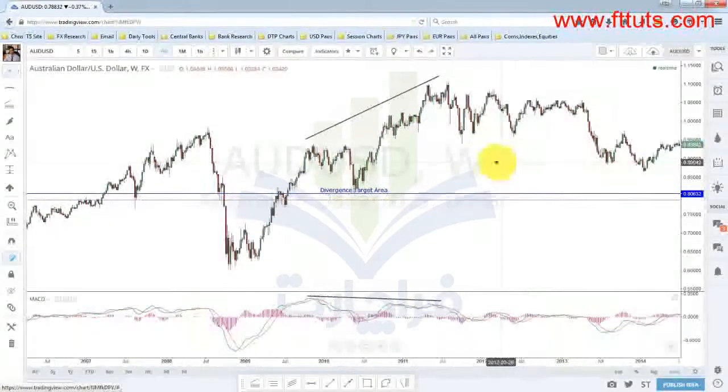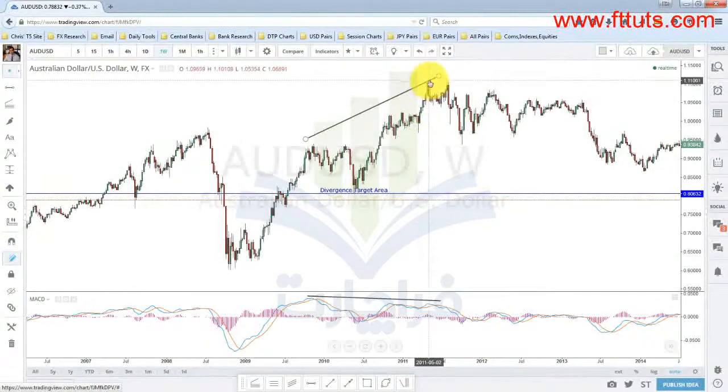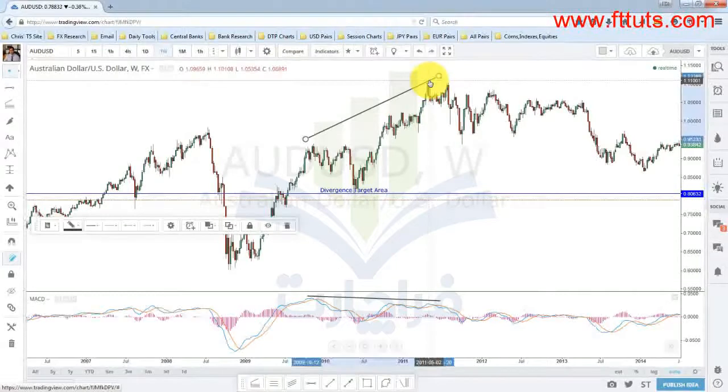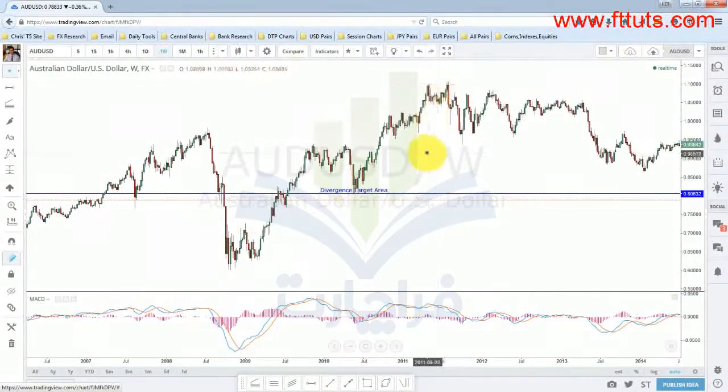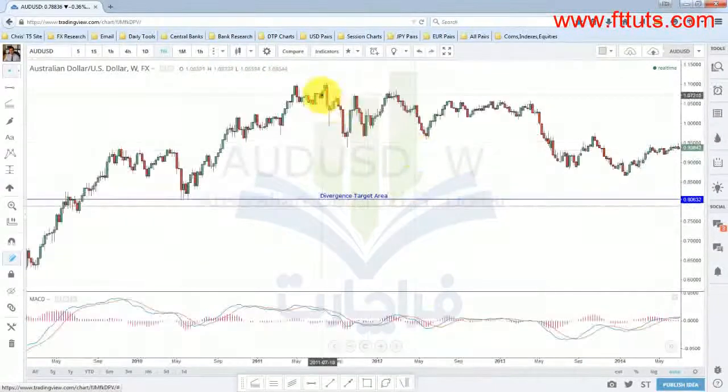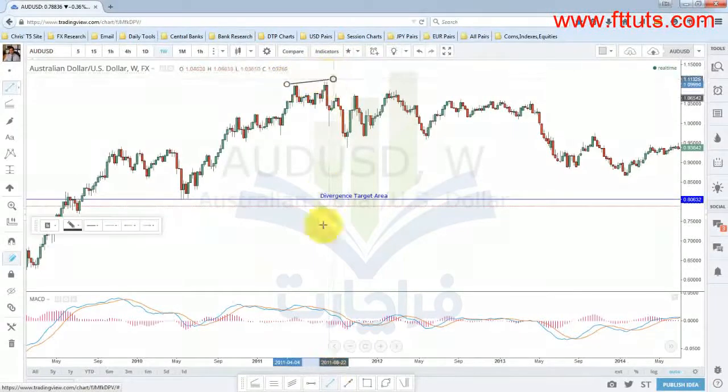Anyway, let's look a little bit closer. So we know we have this divergence. We've marked off that target area. This is on the weekly chart. Now let's look at this swing high right here. Let's drill into this a little bit. See how we have price moving higher here, MACD swinging lower. So now we have another divergence that formed and made a really strong move to the downside.